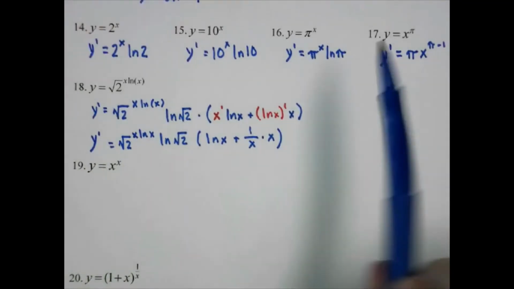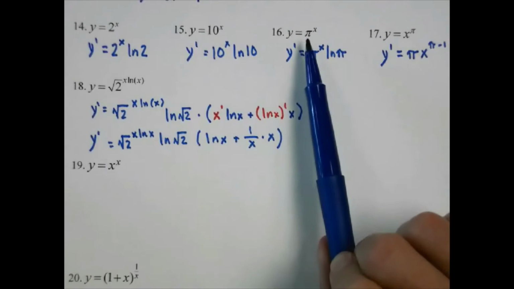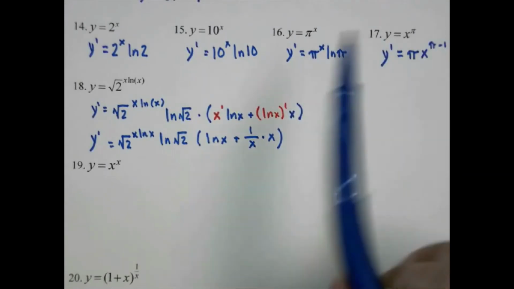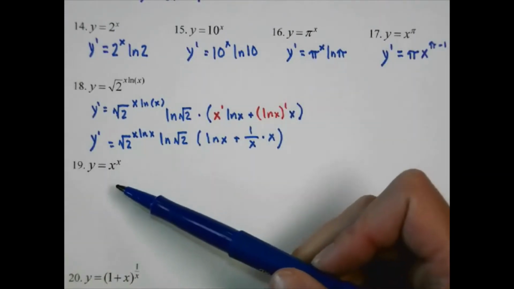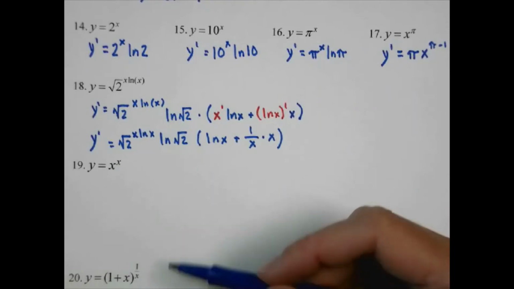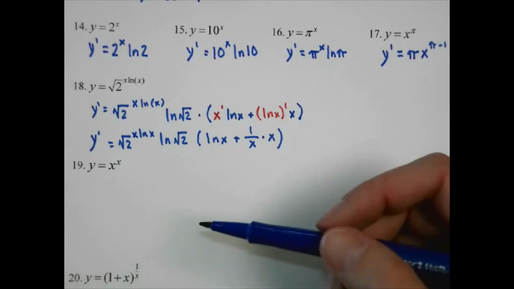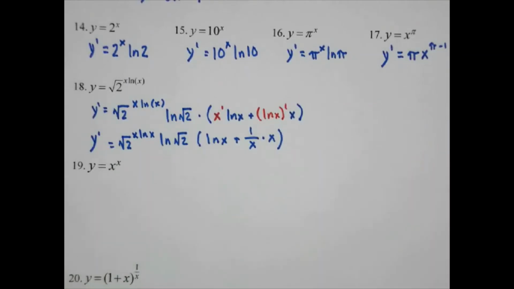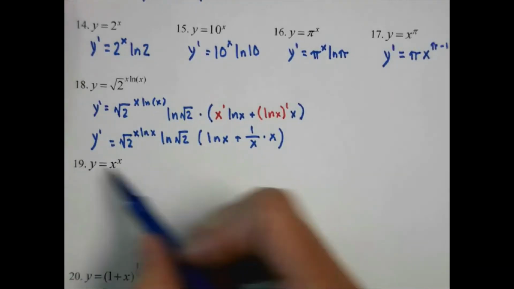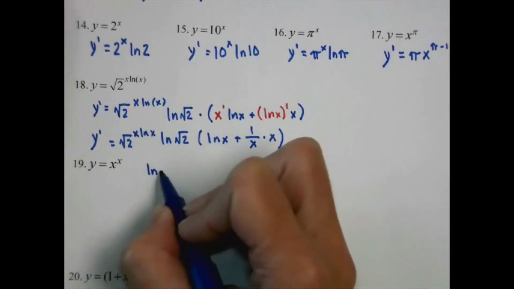So these two problems here, this one was an exponential, this one was a polynomial. So what's this? x to the x. Do we use the power rule? Do we use the exponential rule? The issue is it is not either of those. So what we need to do is rewrite this equation, and we're going to use the fact that logarithms allow us to deal with exponents. So in this problem, the first thing I'm going to do is take the natural log of both sides.